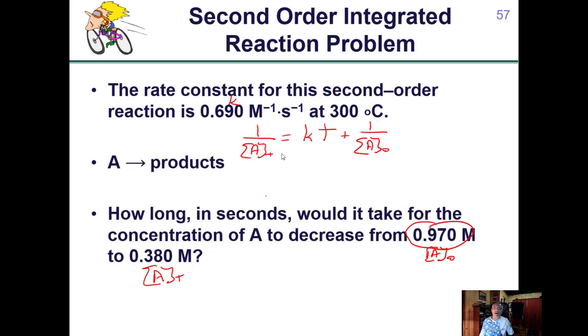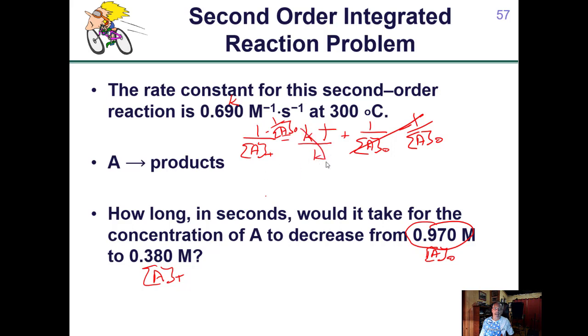So I'm just going to plug, well, let's go ahead and solve for time first. If I'm solving for time, I think a good thing to do is let's subtract 1 over A naught from both sides of the equation. That'll get all of our 1 over A naughts on the same side. They'll cancel over here. And then we can divide by the rate constant k.